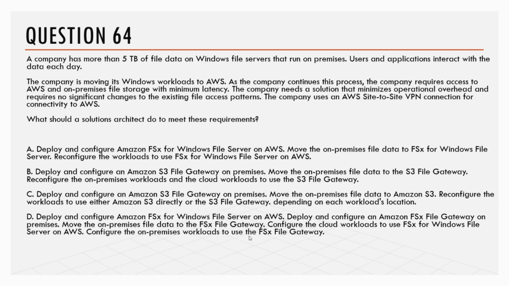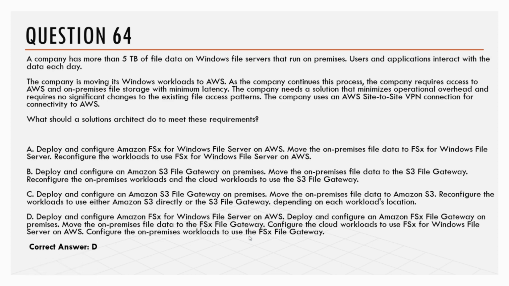Option C, deploy and configure an Amazon S3 file gateway on premises. Move the on premises file data to Amazon S3. Reconfigure the workloads to use either Amazon S3 directly or the S3 file gateway depending on each workload location. Option D, deploy and configure Amazon FSx for Windows file server on AWS. Deploy and configure an Amazon FSx file gateway on premises. Move the on premises file data to the FSx file gateway. Configure the cloud workloads to use FSx for Windows file server on AWS. Configure the on premises workloads to use the FSx file gateway.